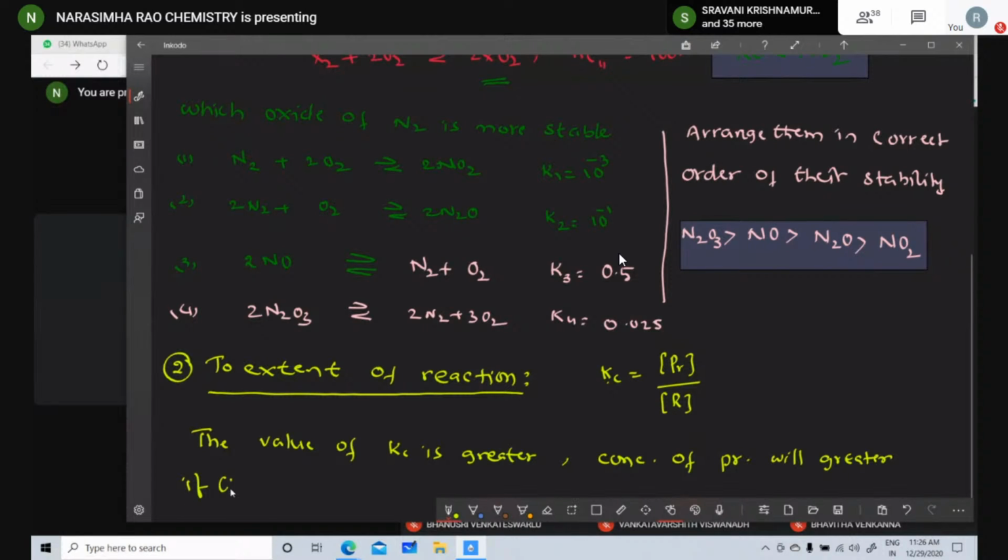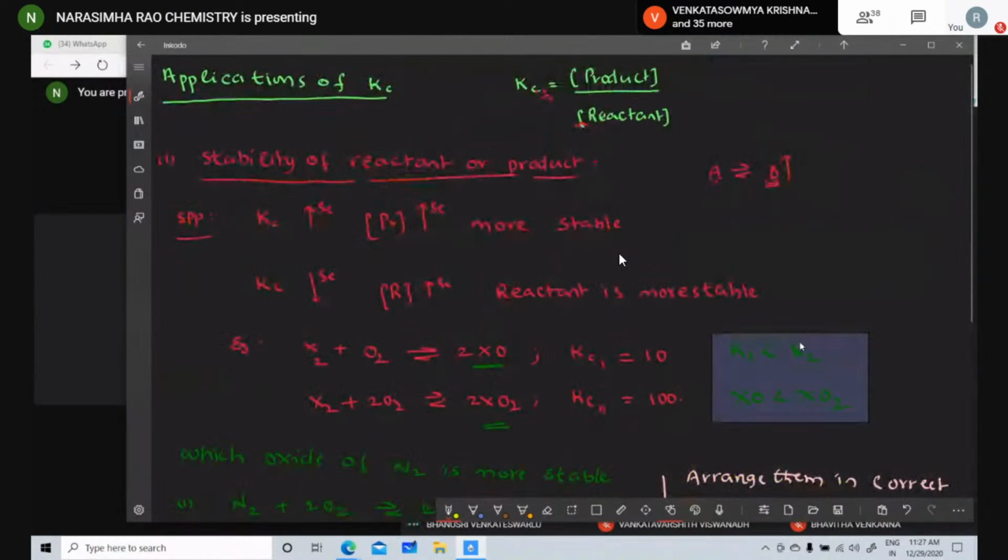If the value of Kc is low or lower, then more reactant is left, means reactant concentration is more. Simple. Okay. Reactant concentration is more and the reaction has proceeded only a little. If product concentration is more, the reaction is near the end position. It's clear, children? Yes. Concept clear? Clear, sir. Yes, sir.